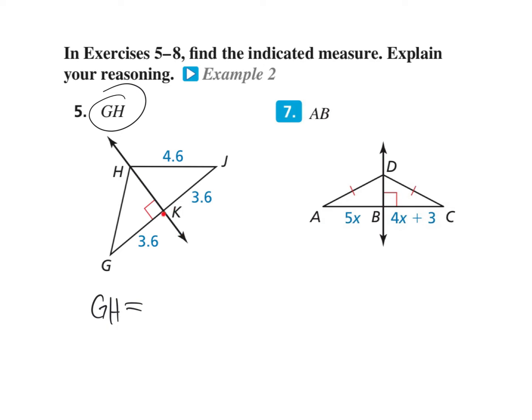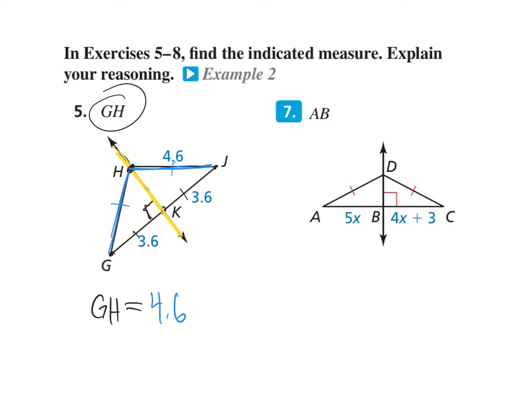Because we know that 3.6 and 3.6 are the same, since those are congruent, point K is equidistant to the endpoints. And this is a perpendicular line, so that means everything on this line is equidistant to the endpoints, including point H. So point H has to be equidistant to both sides. Therefore, GH must be 4.6.